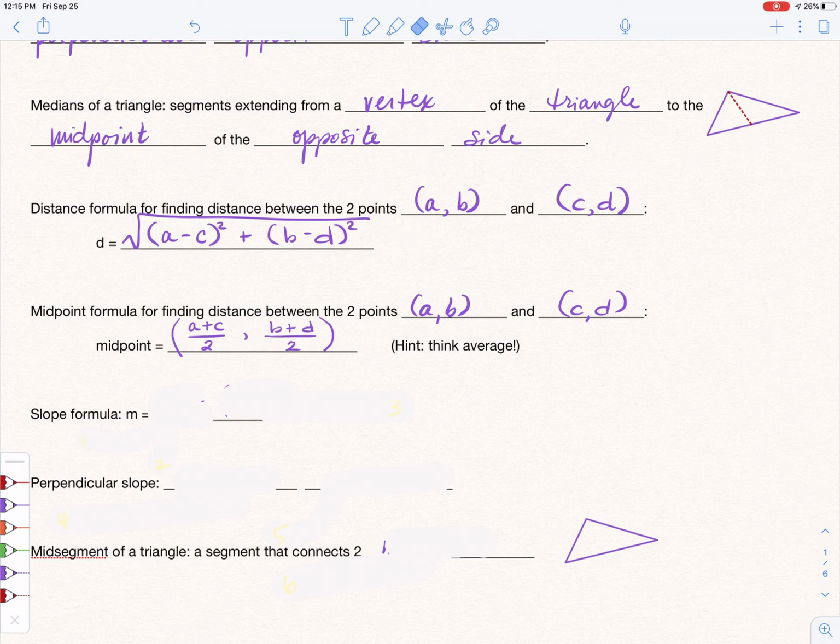For the slope formula, again for the same 2 coordinates, the slope is the y values subtracted on top, divided by the x values subtracted on the bottom. Another phrase for slope might be rise over run.